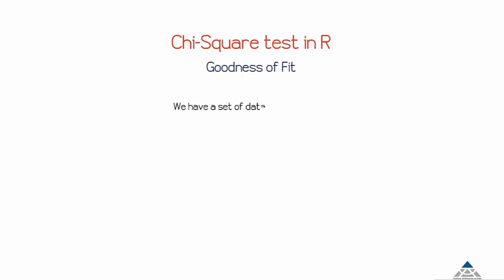In this video, we will look at the application of the chi-square test in R. As seen in a previous video, chi-square test is used for goodness of fit. To recall a little, this test is used if we have a set of data at our disposal and then we want to predict the distribution it follows.